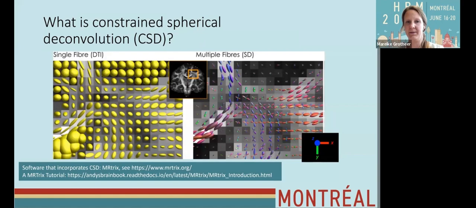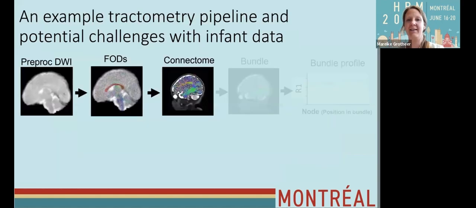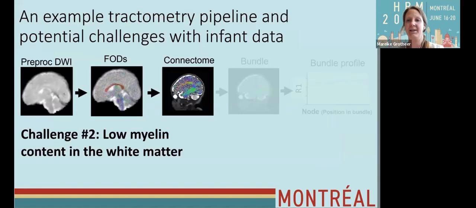However, in order to do this, we need an automatic way to distinguish between these tissue types and draw boundaries between them. And this leads us to the second issue related to infant data, which is that the white matter of infants contains very little myelin, which makes it difficult to distinguish between the white and the gray matter.